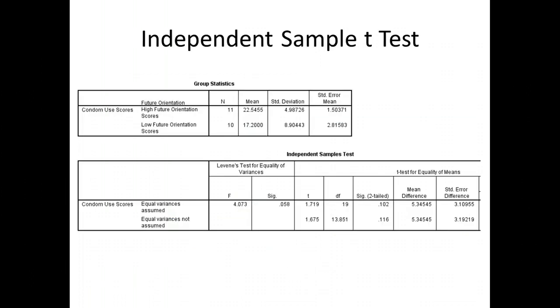So here's some output. The first thing we're going to look for is Levene's test for equality of variances and the p-value associated with that. This is not less than 0.05. Therefore, we're going to say that there is no statistically significant difference in the variances. That means we can assume that the variances are equal, and we can use the top line, assume equal variances.